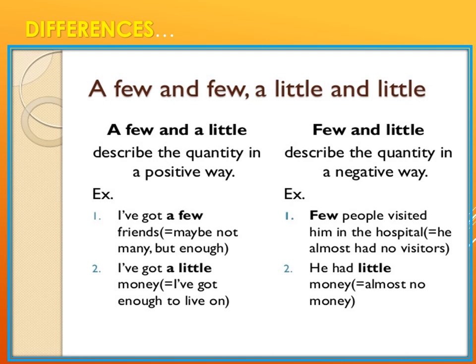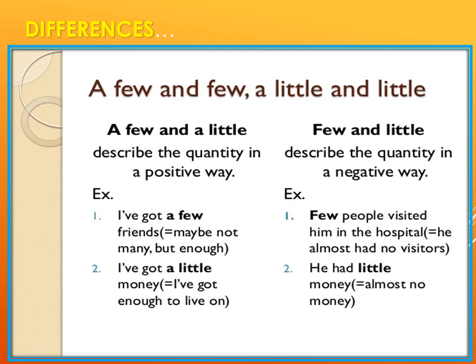And in the case where few and little are used, you use it in a negative way to describe the quantity. For example, few people visited him in the hospital. Meaning, you expected many people, but only very few came. That is a disappointment, isn't it? So almost none, sort of. Very, very few. So that's a negative attribute to the sentence.